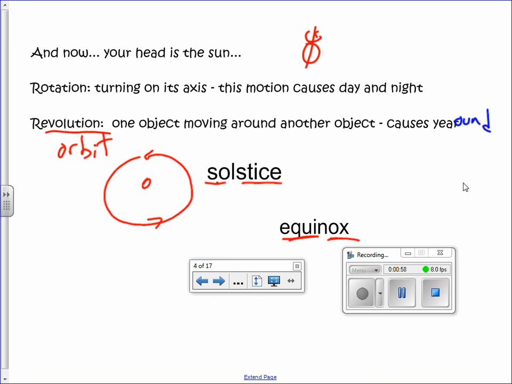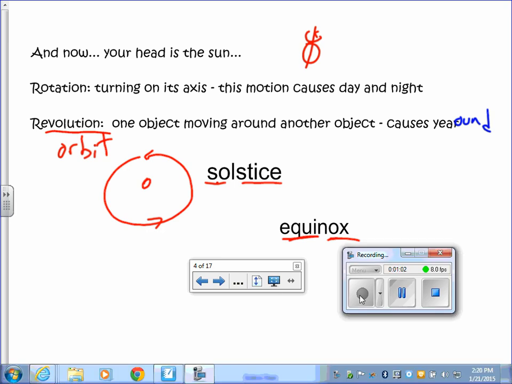So let's take a look at doing this kind of hands-on. So with your earth on the stick, you can demonstrate rotation on an axis, and you can demonstrate revolution. Your head is the sun, and the styrofoam ball is the earth. And so you can do this. So rotation and revolution will be pretty straightforward here.